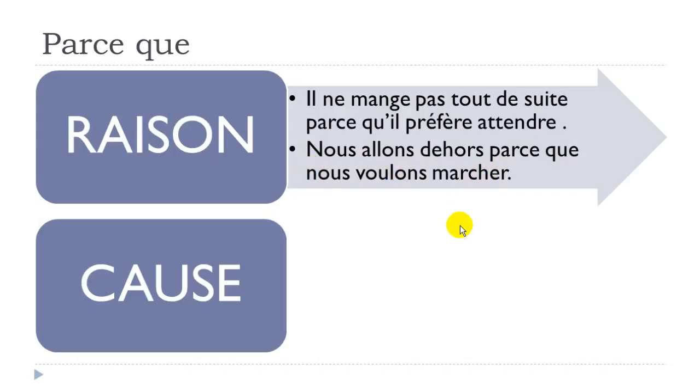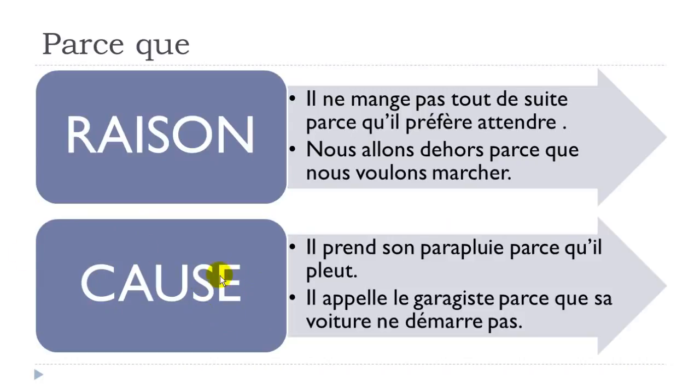Okay? And then the second option to use this parce que is when you want to introduce the cause, la cause. Okay? Example here. Il prend son parapluie. Parapluie, umbrella. Prendre is to take. Il prend son, his. So he's taking his umbrella. Il prend son parapluie parce qu'il pleut. Pleuvoir, to rain. It rains, il pleut. Il prend son parapluie parce qu'il pleut.